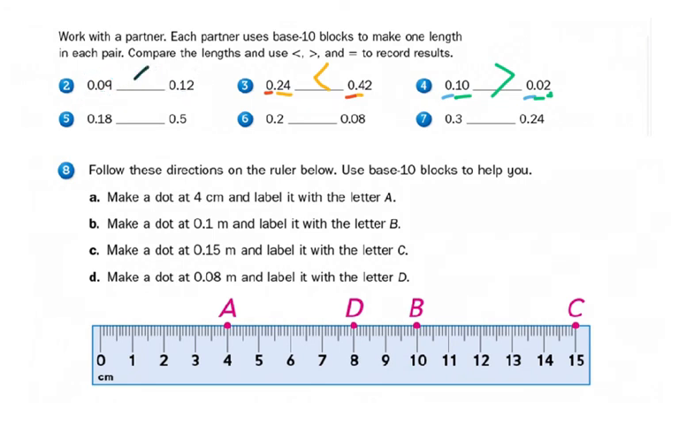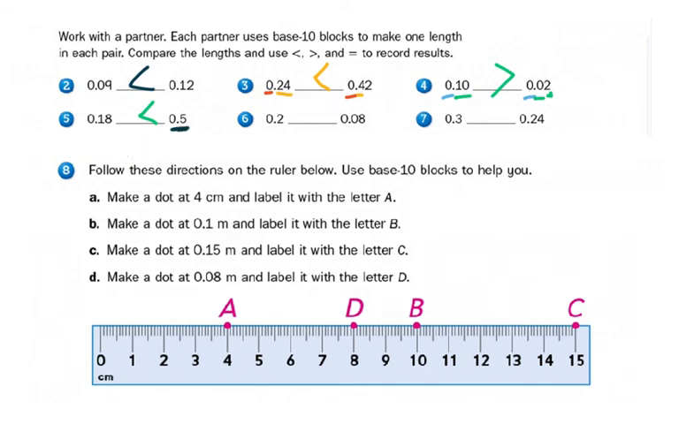Next, 18 hundredths and 5 tenths. 0 and the 0 the same. 1 and 5. 5 longs is more than 1 long and 8 cubes. So even though 18 looks larger, because 18 is normally bigger than 5, you have to remember, this refers to longs, and this refers to cubes. So this is 1 long and 8 cubes, and this is 5 longs.